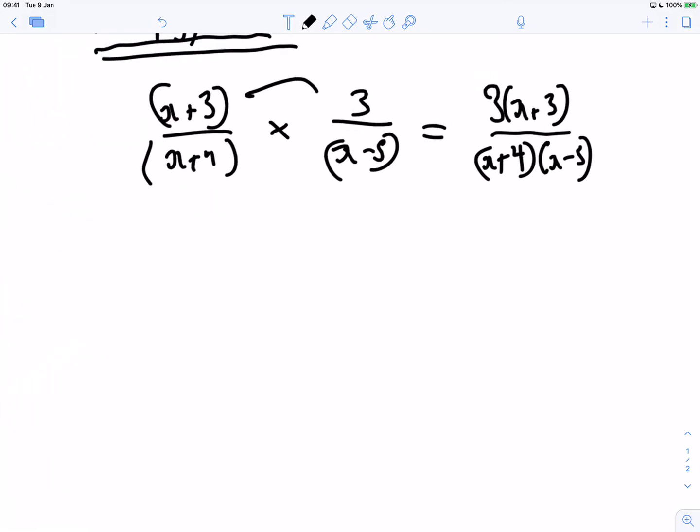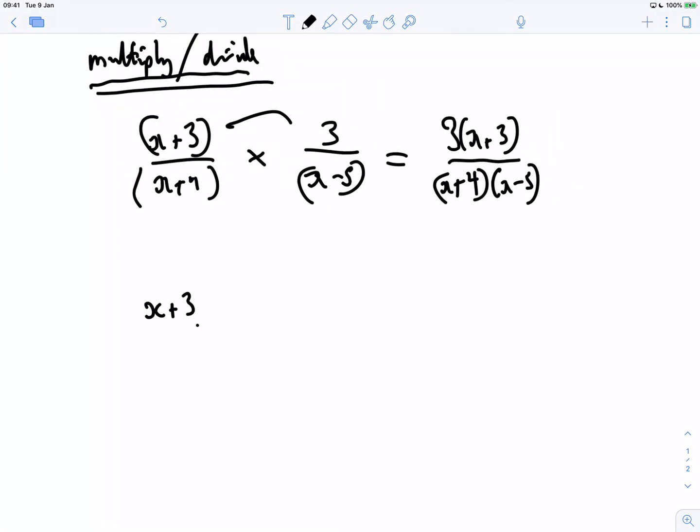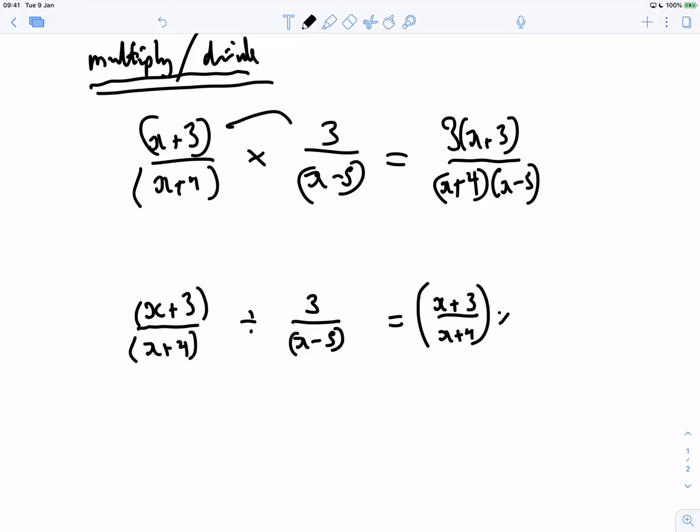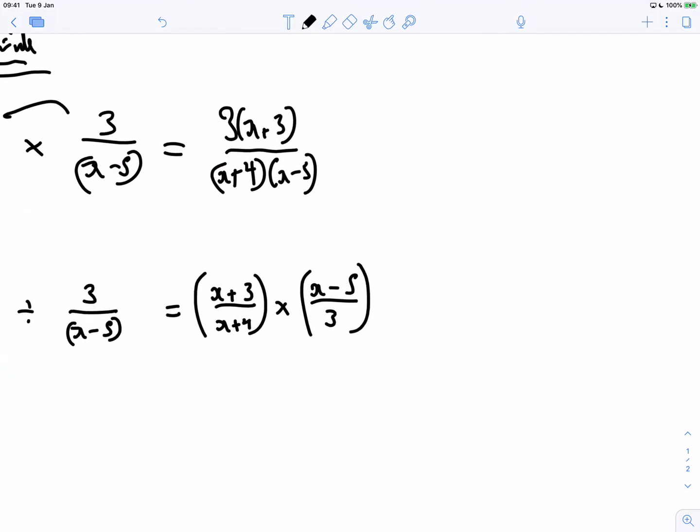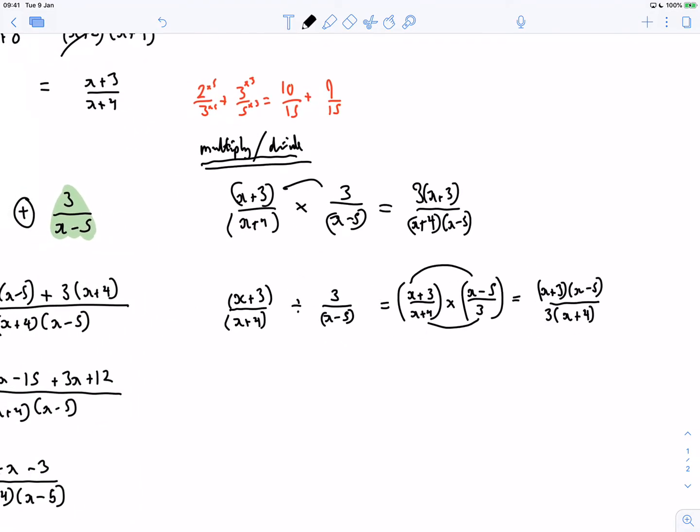Suppose I wanted to divide now. So let's suppose I've got x plus 3 over x plus 4, and now I'm dividing by 3 over x minus 5. Well, that is the same as keep the first fraction, x plus 3 over x plus 4, you change the divide to a times, and you reciprocate the other fraction, x minus 5 over 3, and you deal with that in the same way. So x plus 3 times by x minus 5 all over 3 times this, that's 3 lots of x plus 4. Done. Easy peasy.